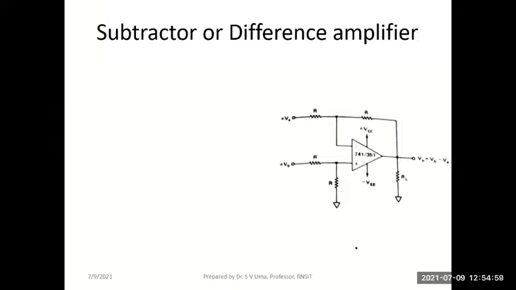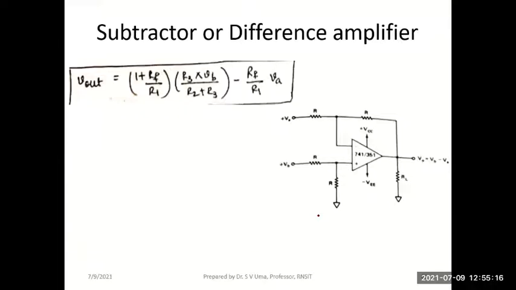Now, just like how we did in adder, let's consider modifying this circuit slightly using the expression. We'll take some conditions for the resistors and we'll be able to make it like a difference amplifier and a subtractor. So the expression for output is like this. I want you to think over and tell me.